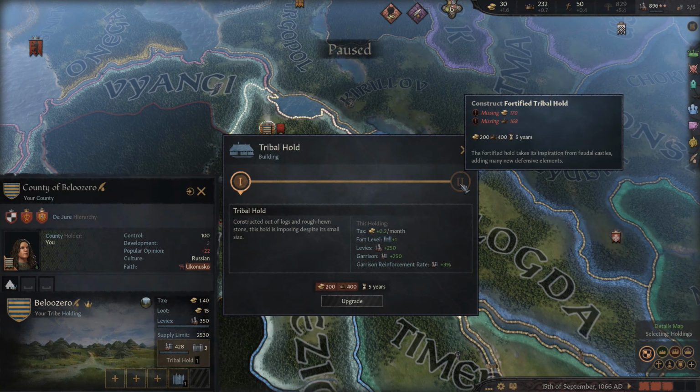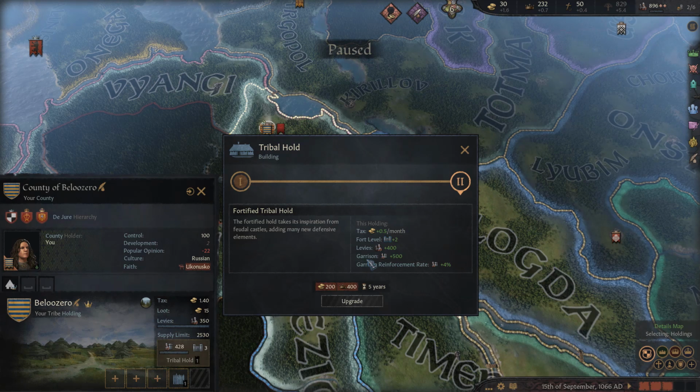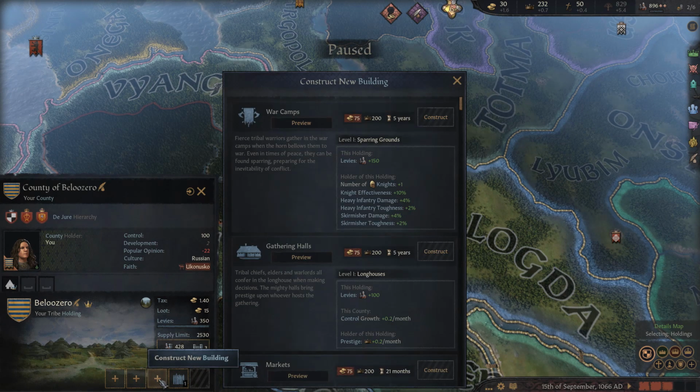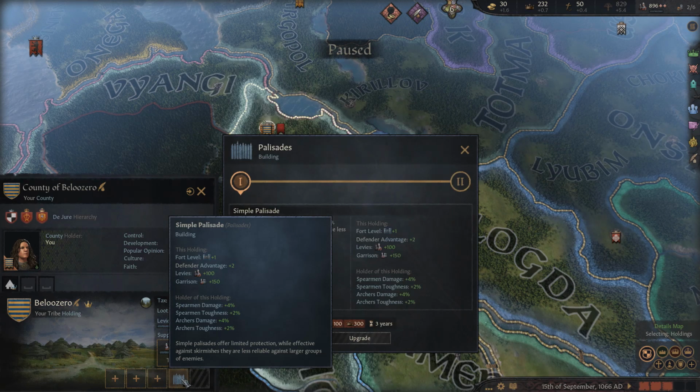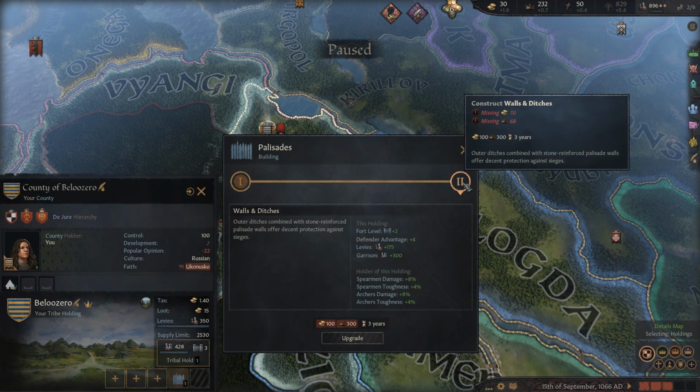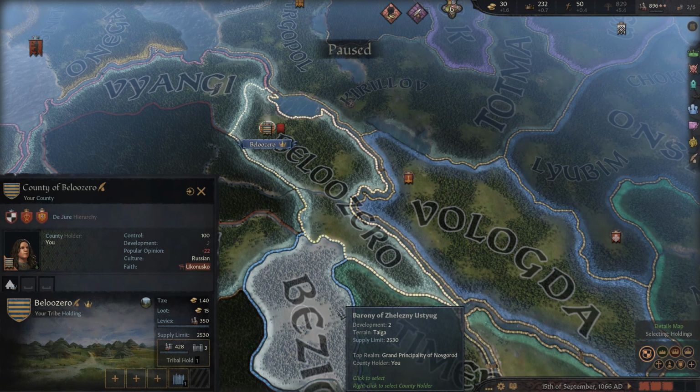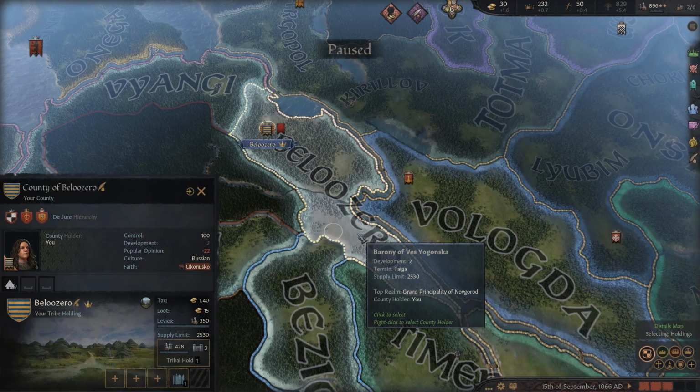Now we can move up here to a fortified tribal hold, which gives us some advantage. And then we've got a few slots here. We can build war camps, gathering halls, and markets. We can upgrade the palisades up to walls and ditches. But that really is all you can do. You can, of course, conquer different areas that have holdings already in there, but you cannot construct new ones.